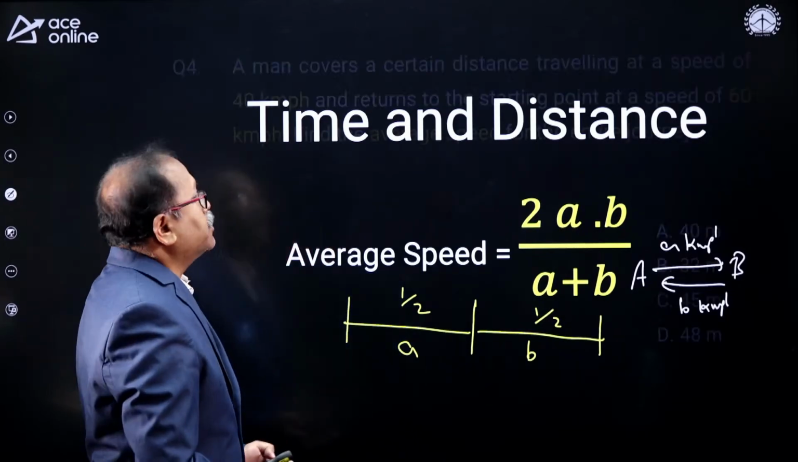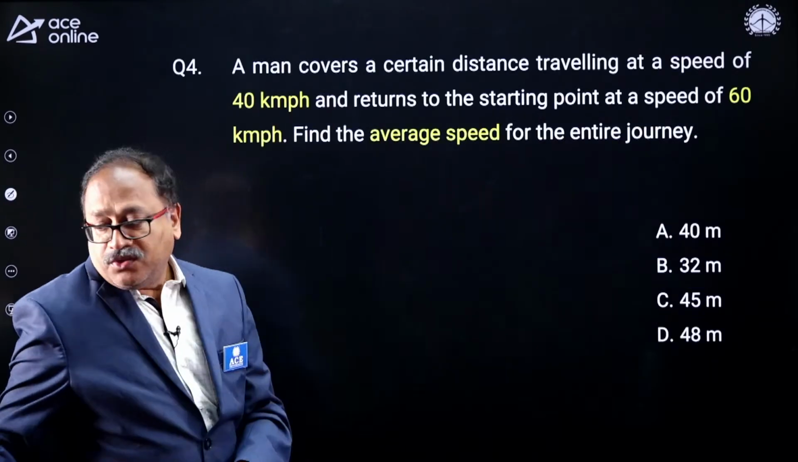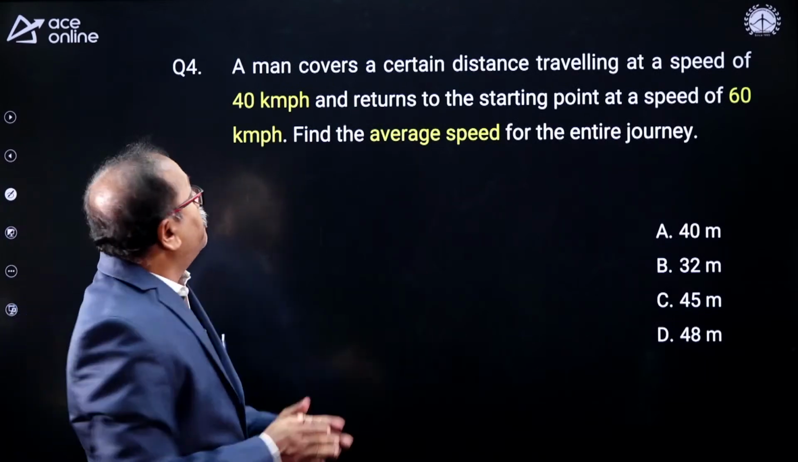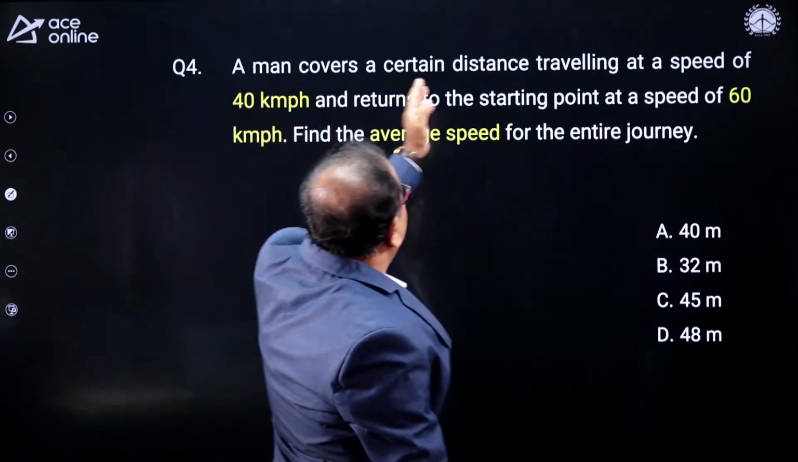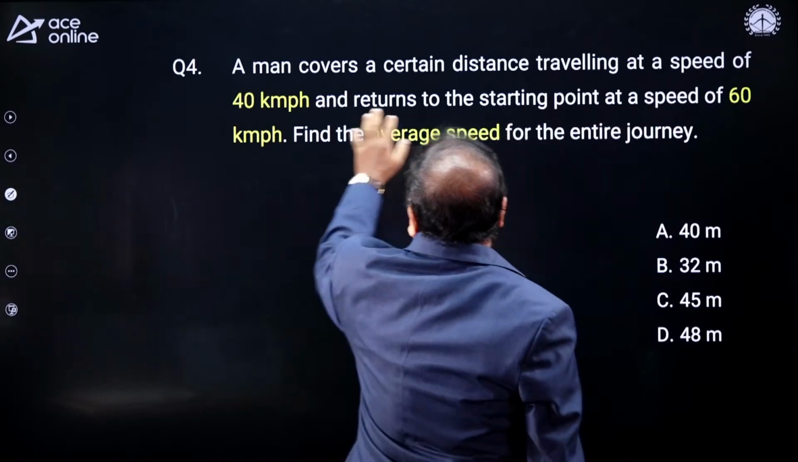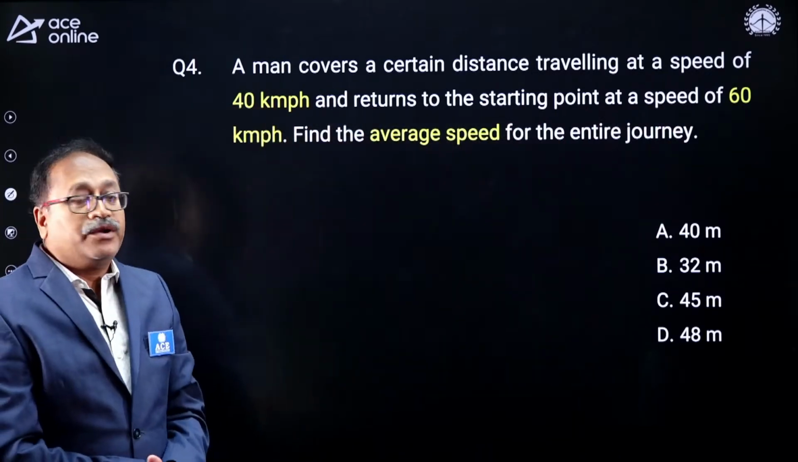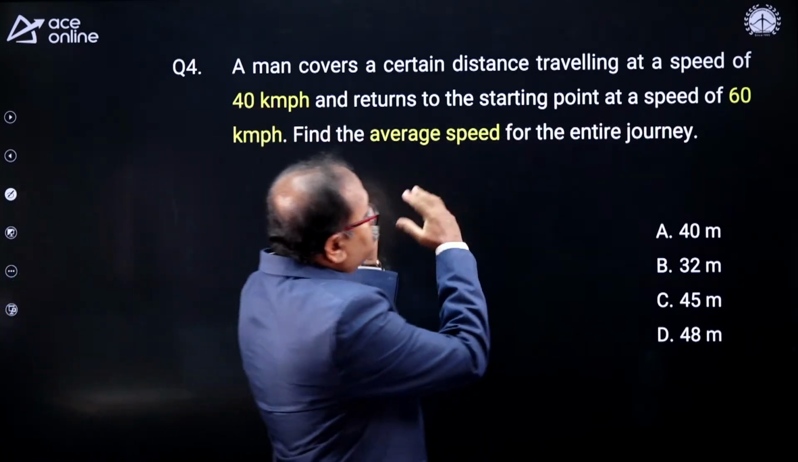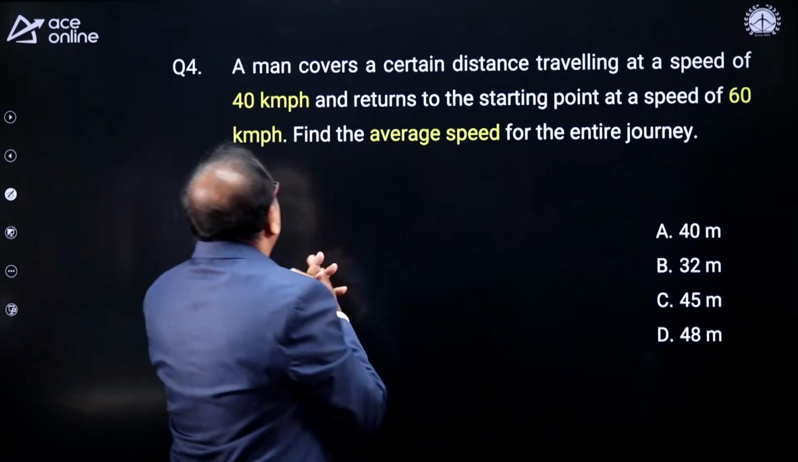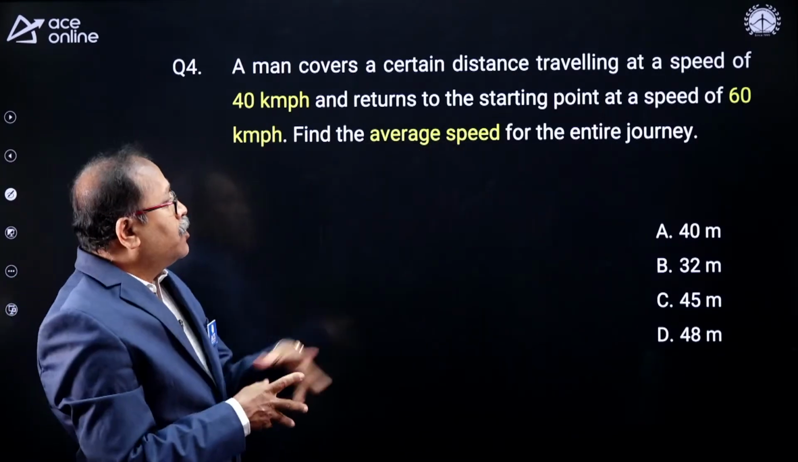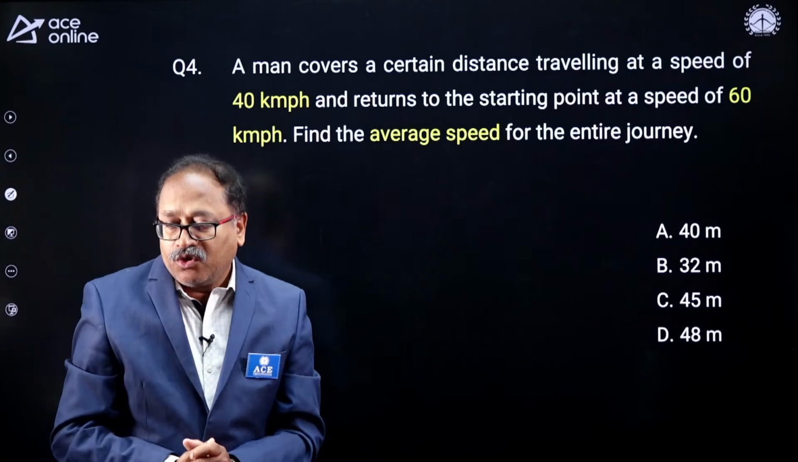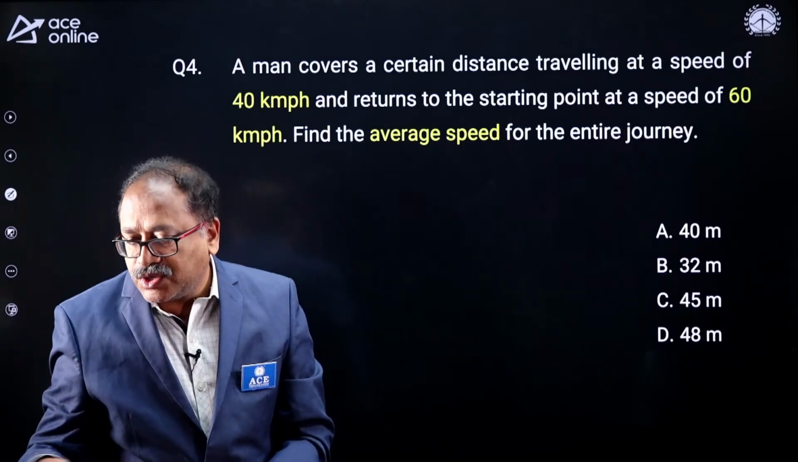So, let's look at the question on it. What is the question? You can see over here. A man covers a certain distance travelling at a speed of 40 km per hour and returns to the starting point at a speed of 60 km per hour. Find the average speed. I hope you will be able to answer the question.